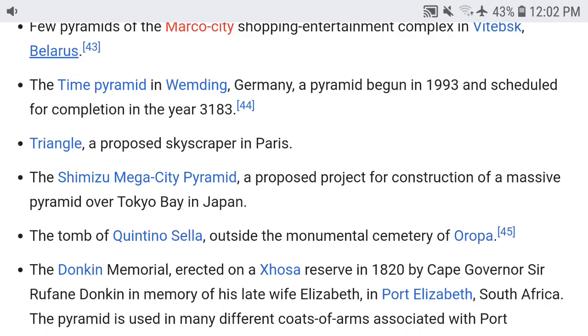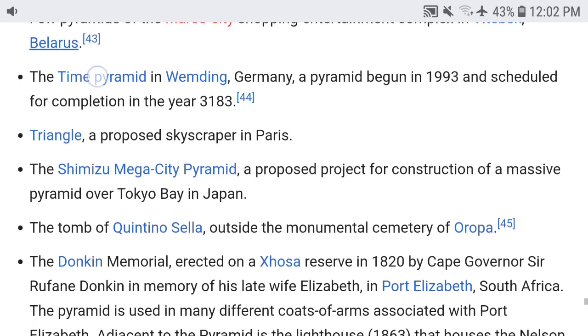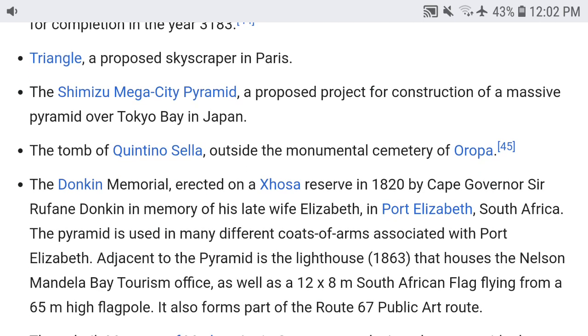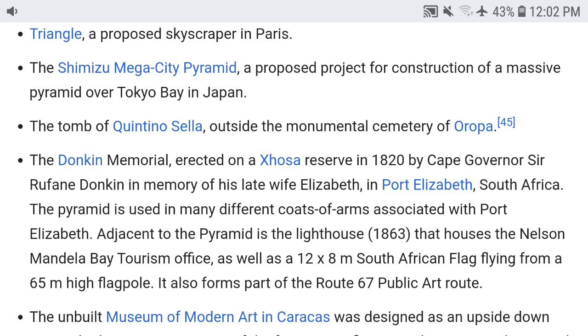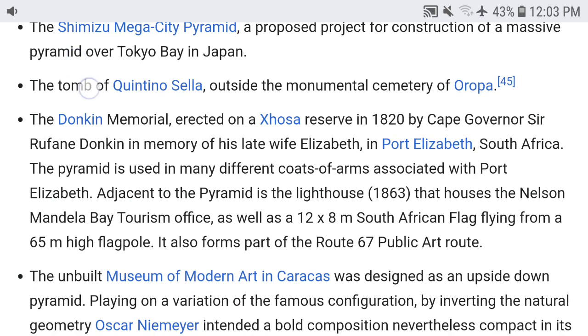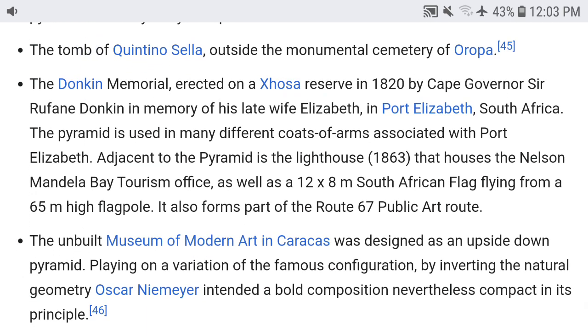Okay, the time pyramid in Wemding. This one actually we talked about in Germany in the previous video. So yeah, the one that will be completed in 3183. That's almost 1,200 years from now. Triangle skyscraper in Paris. Okay, France. Shimizu Megacity Pyramid in Tokyo Bay, Japan. The tomb of Quintino Sella, the Memorial Cemetery of Europa.